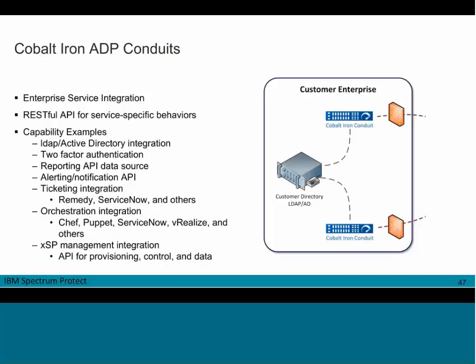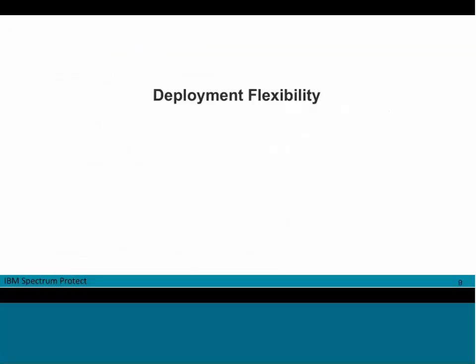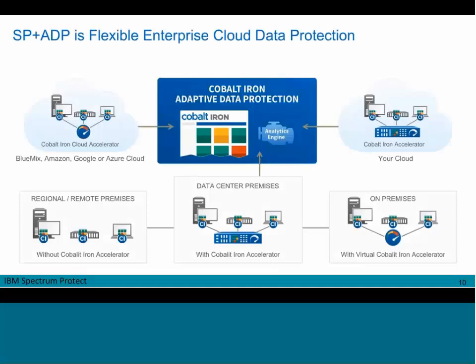If you go on to the next chart, we'll fly through a couple of deployment examples, sort of the architecture. This is sort of a high-level view of the flexibility of Cobalt Iron adaptive data protection and Spectrum Protect. As we talked about, you can deploy the accelerators in the major public clouds. We actually have part numbers for those 4 major clouds you see there. You can run them on-premise, certainly. You can run them in a private cloud, maybe a private OpenStack cloud. You can run virtual accelerators.